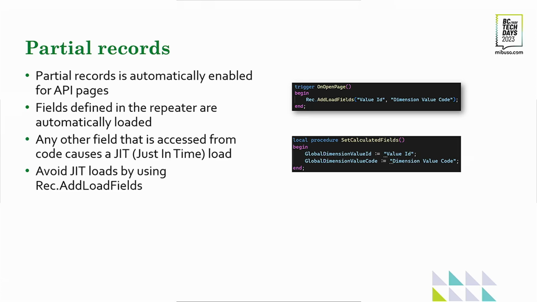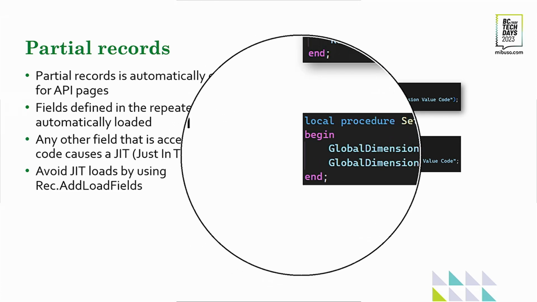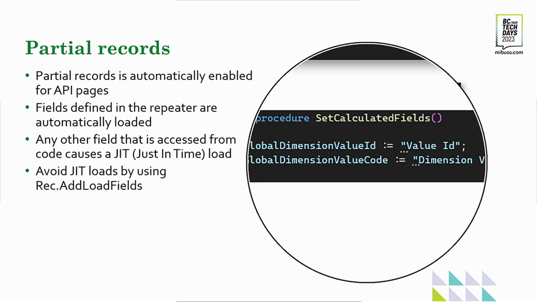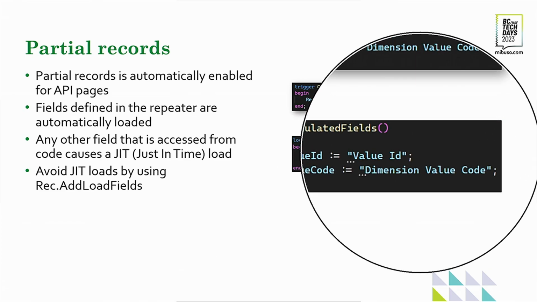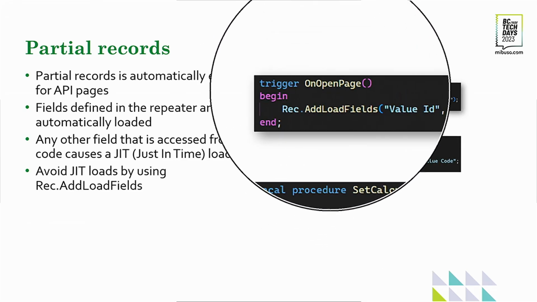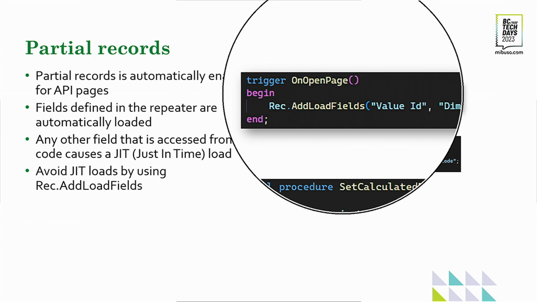if you have any other field that you want to access from code, for example here, I'm going to use the value ID and dimension value code. Actually, I copied this one from a Microsoft API. And those fields, if they are not in the repeater, in the API page, will cause a just-in-time load. That is something you should avoid, and for that reason, in the OnOpenPage, you should add them with AddLoadFields.